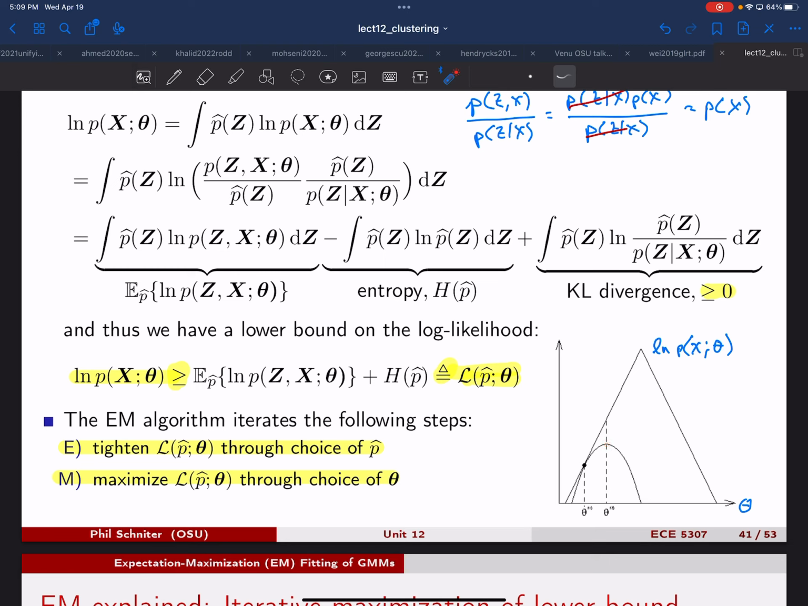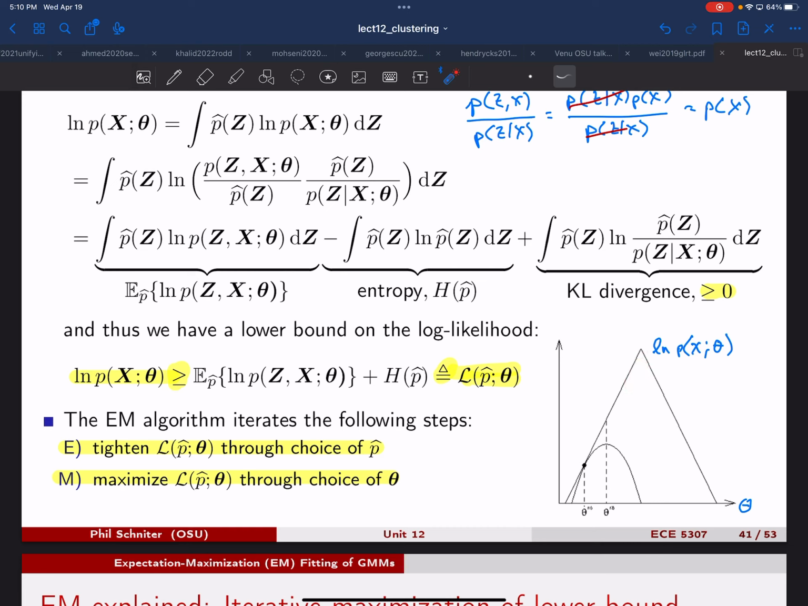And now I start over. Now I'm here. Now I find a quadratic there. I maximize that. And that's my next theta. Then I find the quadratic here, and so on. And you can see how if I iterate this, I will eventually move up to the top.